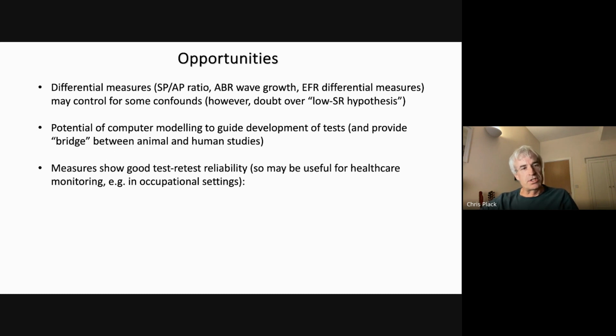And the good news is that although there's large between-individual variability, these measures have excellent retest reliability. So if you test the same person on two separate occasions, you tend to get very similar results, which means that some of these measures, while they might not be very good for cross-sectional diagnosis, diagnosing someone if they just come into the clinic and you ask, have you got synaptopathy or not, might be useful for monitoring healthcare over time. So look at changes.